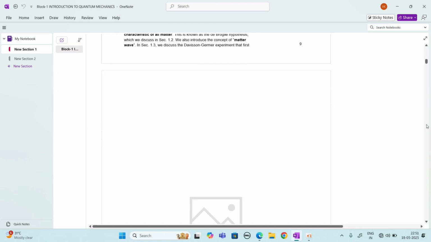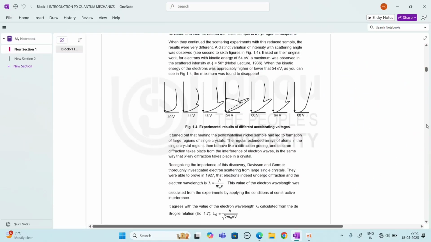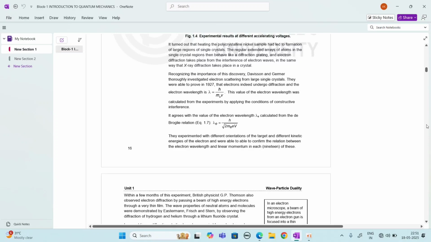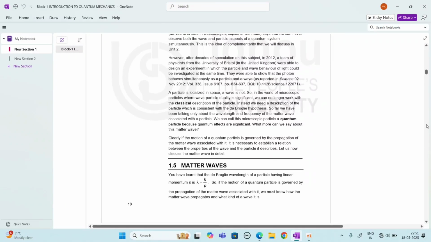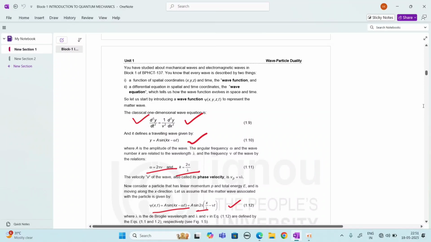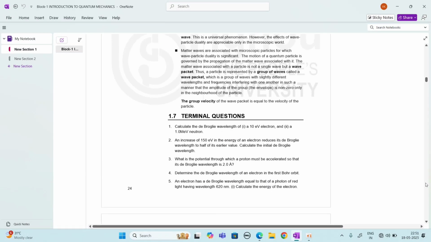So let us go to the numericals. हमने जो इसकी थ्योरी है, इस चैप्टर की थ्योरी ऑलरेडी हमने डिस्कस की थी इसके प्रीवियस वीडियो में. So please go to that video and first of all learn about the whole chapter. Let's start the terminal questions of this chapter.